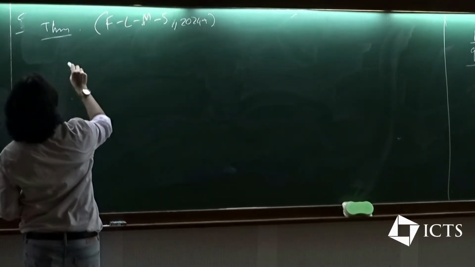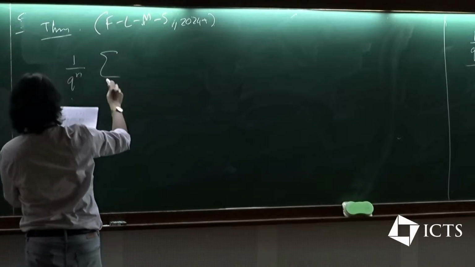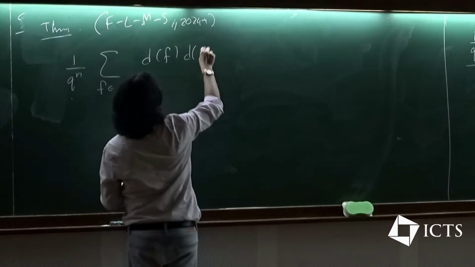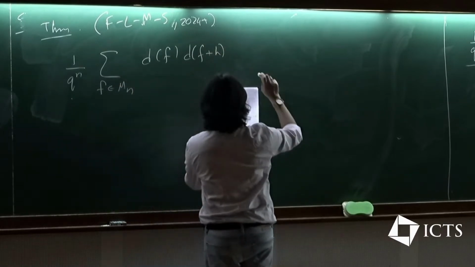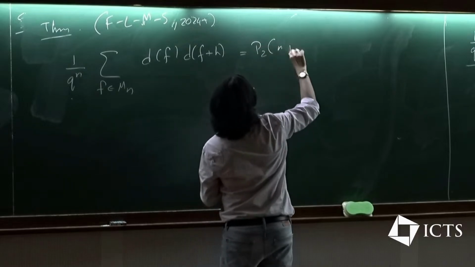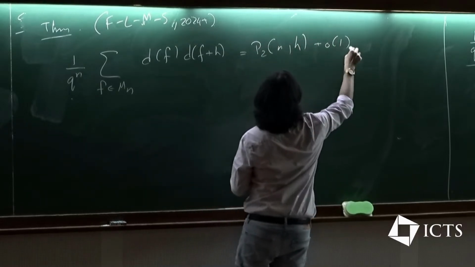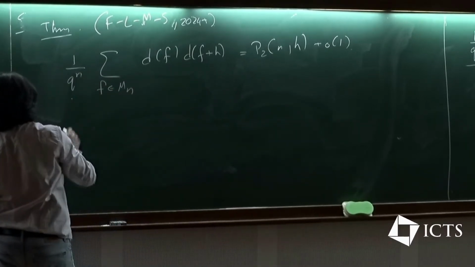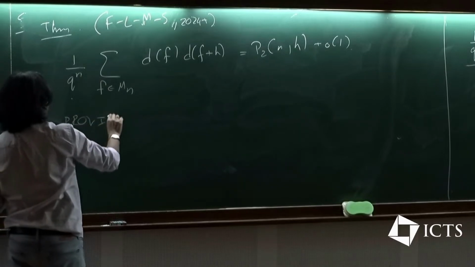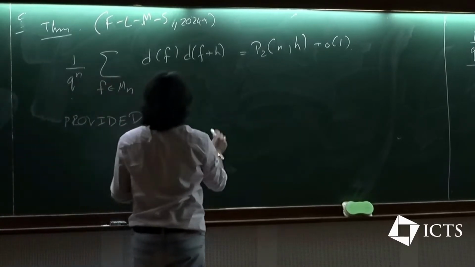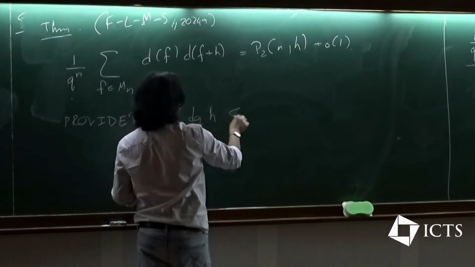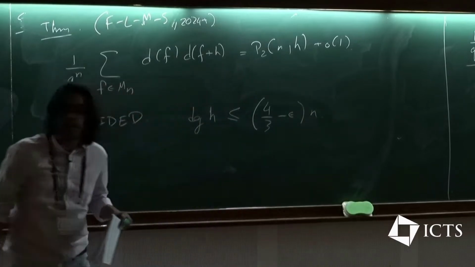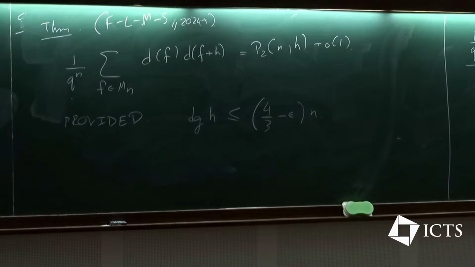So it says the average value, and I'm not going to write down the error term because I'm not really sure what the error term will turn out to be in the end. We know it's little o of 1 so far already. So this is P2n of h plus something which goes to 0 as the degree of n goes to infinity, provided the degree of h is less than or equal to 4 over 3 minus epsilon of n. So to compare to the integer setting, this is like saying x to the 4 over 3. Okay, and this is unconditional.